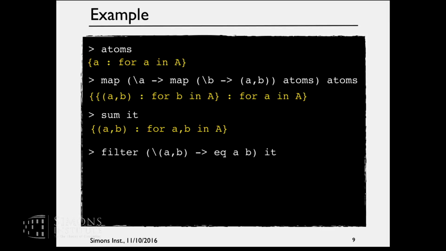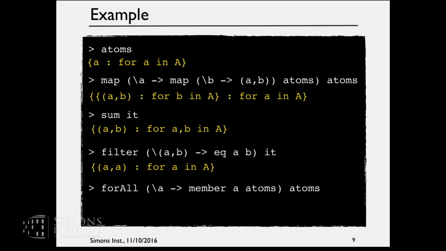Then I can do things like this. So for example, let's take the set of pairs that we've just calculated. I can now filter this set by a predicate that says that these two atoms are actually equal, and we return something like this. So this all happens in finite time.